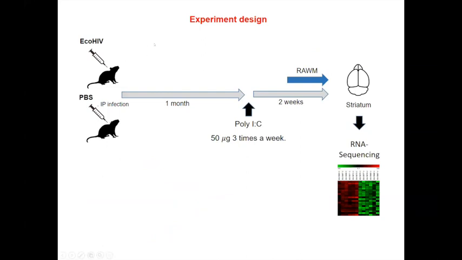Then what did we do? We infected the mice by intraperitoneal route with eco-HIV or PBS. And we wait for a month, which is the time that, as I told you, is more or less needed to develop the cognitive impairment in these mice. Then we start the administration of poly-IC, also by IP injection, and we administer 50 micrograms 3 times a week. Then we wait for 2 weeks. The last week is the behavioral test. And then we isolate the brain and specifically dissect the striatum to perform RNA sequencing.